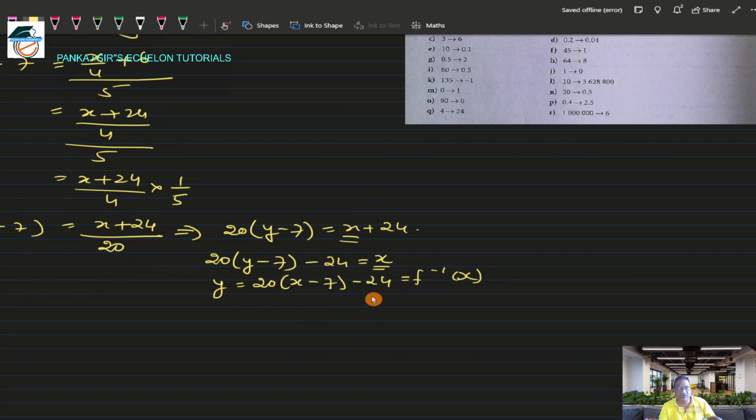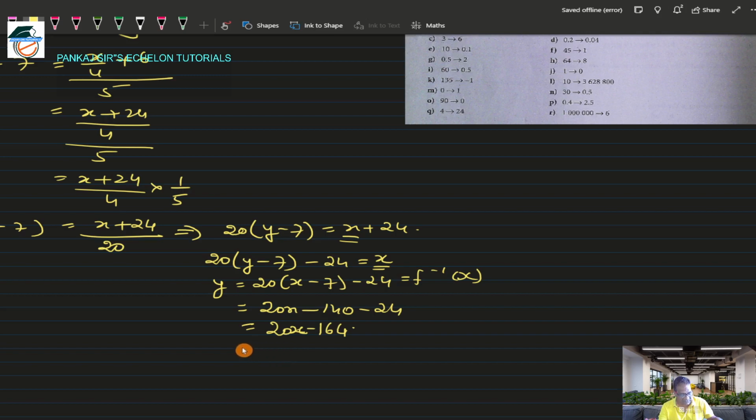Now, if you want, you can still work this out further to make it 20x minus 7 into 20, which is 140, minus 24. This is 20x minus 140 minus 24, which should be 160. So 20x minus 160.